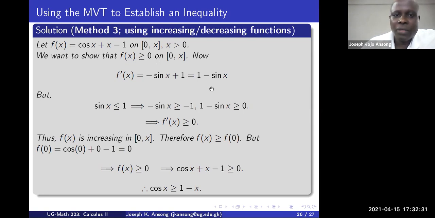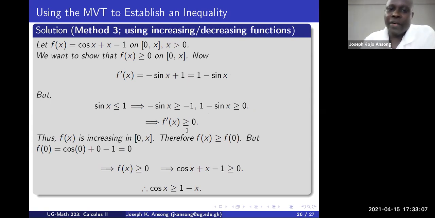Now, once again, we use our knowledge of sine to write that sine x is less than or equal to 1, right? Has to be. If you negate both sides, then you have negative sine x has to be greater or equal to negative 1. If I take the negative 1 to that side, I get 1 minus sine of x has to be greater or equal to 0. So I have established that 1 minus sine of x is greater or equal to 0. So this guy is greater or equal to 0, which means that f prime of x is greater or equal to 0. Okay, what does that mean?